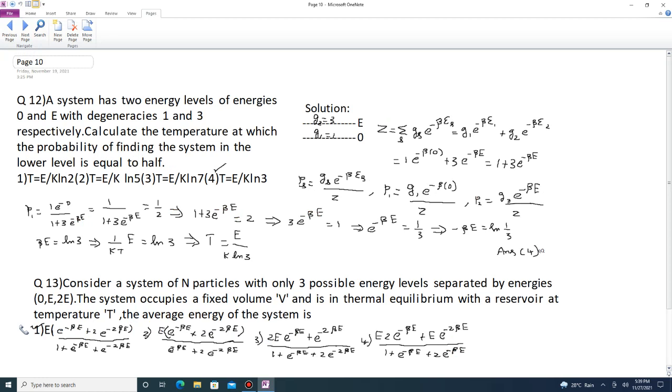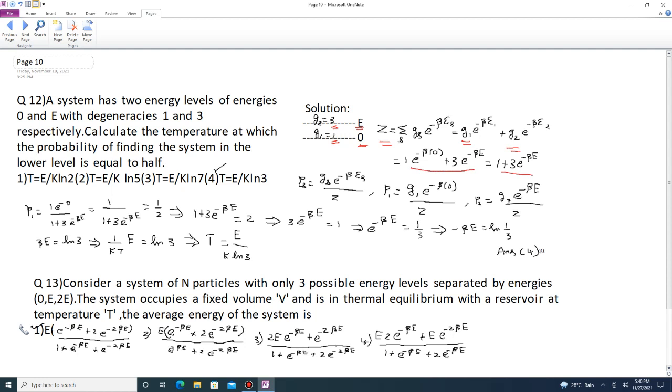Now here it is given the lower level is energy 0, the upper level is energy E, but the degeneracies for the lower level is 1 and the upper level is 3; this is given. So Z can be easily found by using this expression. Here g1 is equal to 1 and g2 is equal to 3. Therefore the expression for Z now becomes 1 plus 3 e power minus beta E.